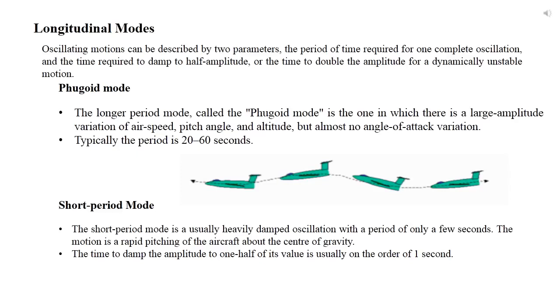Short period mode. The short period mode is a usually heavily damped oscillation with a period of only a few seconds. The motion is a rapid pitching of the aircraft about the center of gravity. The time to damp the amplitude to 1/2 of its value is usually on the order of 1 second.